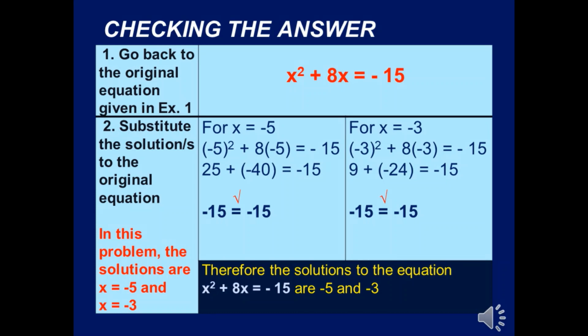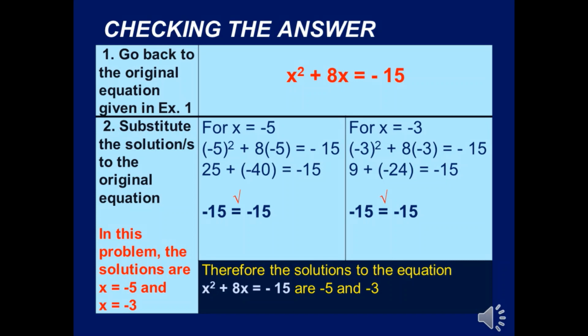So the original equation is x squared plus 8x equals negative 15. After that, we substitute the solution or solutions to the original equation. So in this case, our solutions are negative 5 and negative 3. So for x is equal to negative 5, after substituting, we have come up with these two equating values.